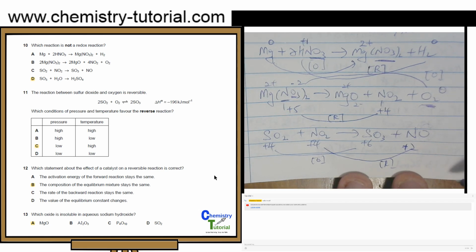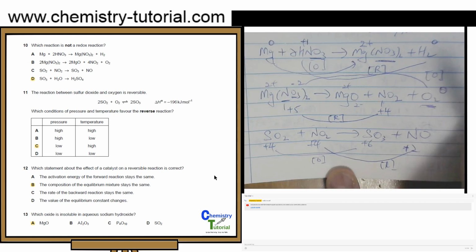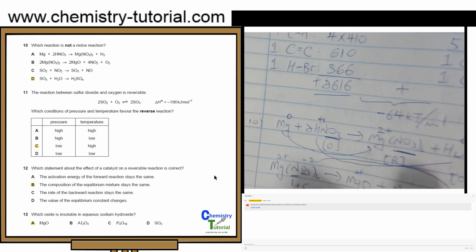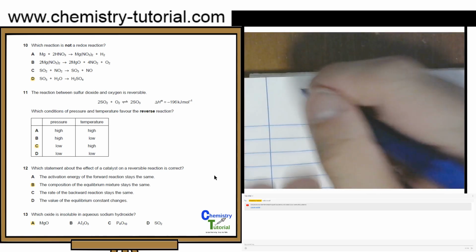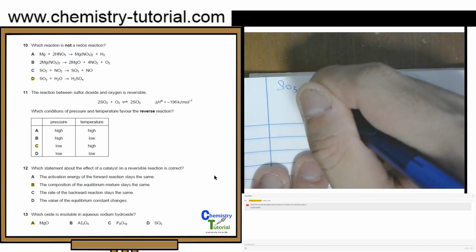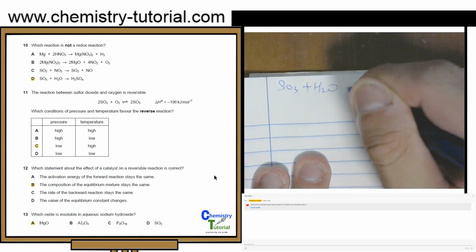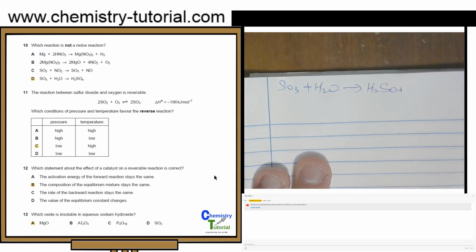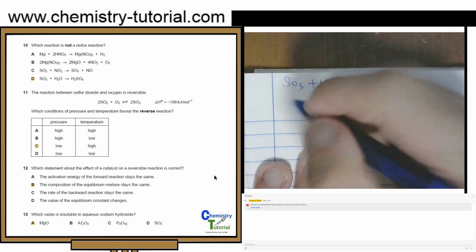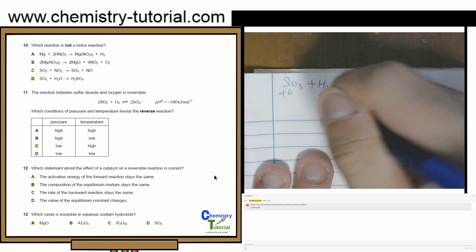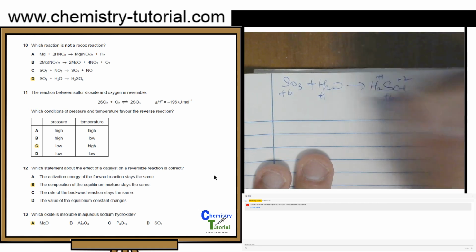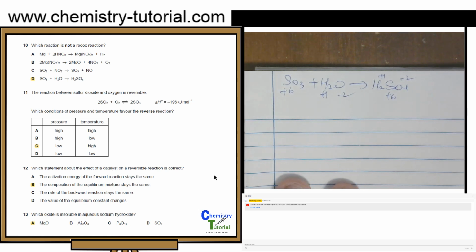So as you can see, A, B and C are all redox reactions. But let's try to satisfy our curiosity about why option D is not a redox reaction. Now, SO3, sulfur trioxide, plus H2O to give us sulfuric acid. The oxidation state of sulfur in SO3 is +6. This is also +6. Hydrogen is +1, +1, -2, -2. Right, so none of the elements has been oxidized or reduced. Therefore, this is not a redox reaction.